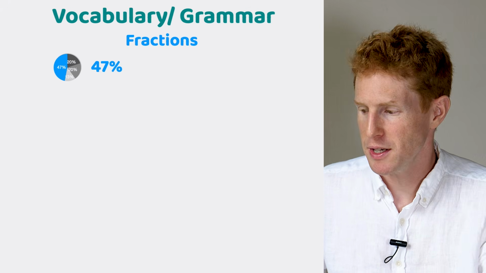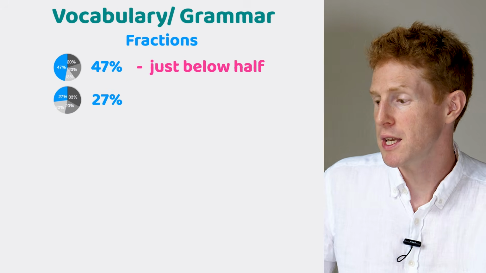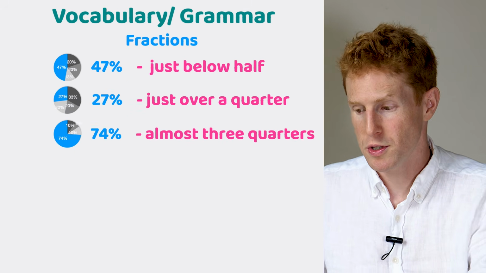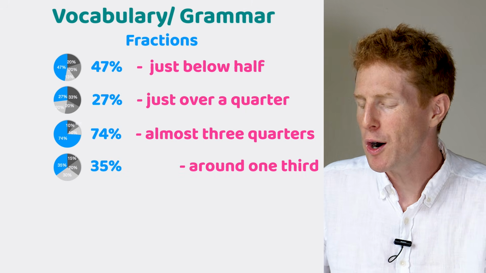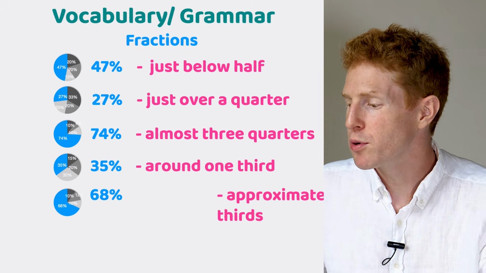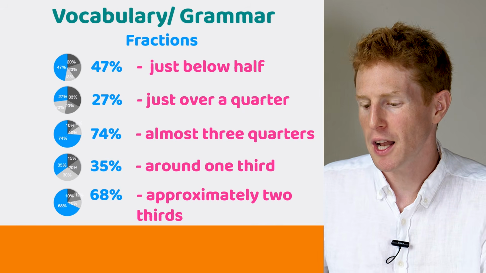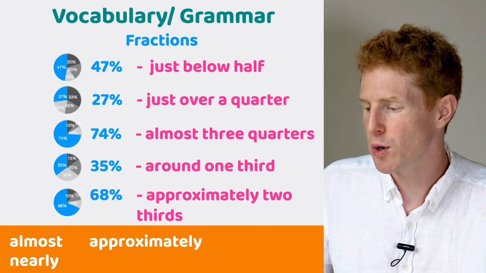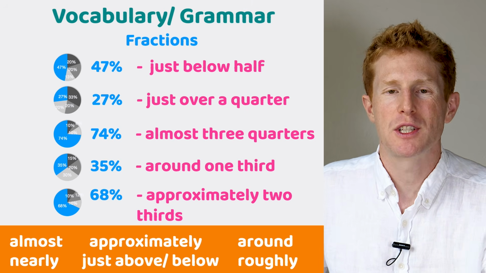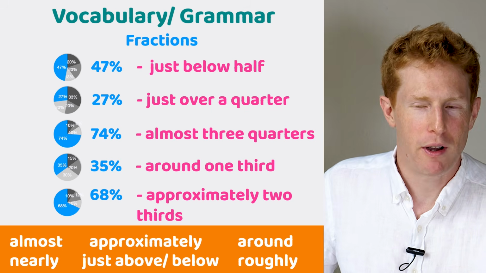I'd recommend that you identify this as just below half. Or if you get 27%, just over a quarter. Or if 74%, almost 3/4. Around 1/3 for 35%. For 68%, approximately 2/3. Now we can use all of this useful vocabulary, things like almost, nearly, approximately, just above, just below, around, or roughly, when we're describing fractions that are almost 1/3 or just above a half.